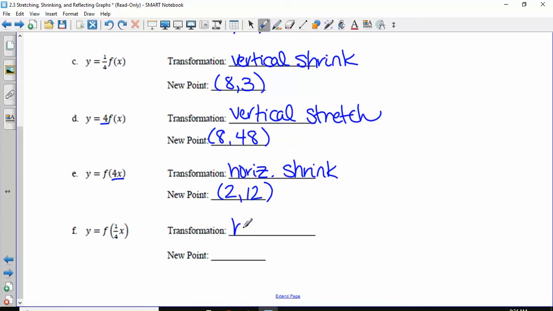All right, last one is inside, so it's x, so horizontal. Does the opposite of what we think, so this one would stretch. Okay, it says multiply your x by a 4th, so you divide it by a 4th, or think of it as multiplying by 4, and you get the point 3212.